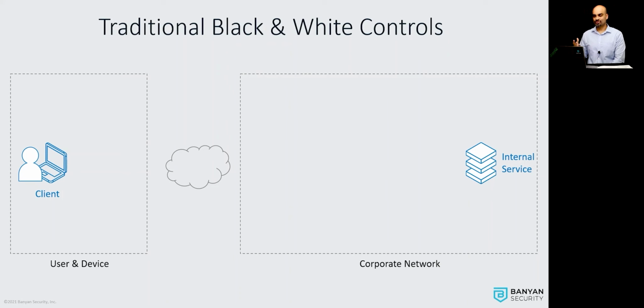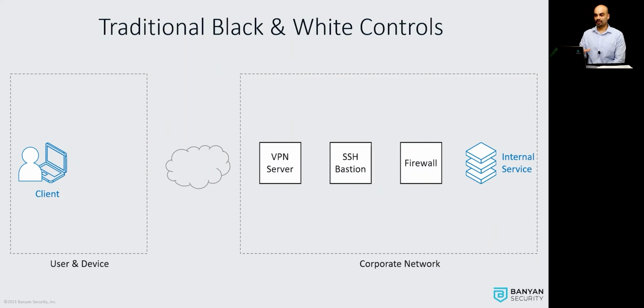What we just saw on Daisy's laptop was one-click connectivity to SSH, Kubernetes, other developer resources, as well as a tight integration with Banyan's device trust scoring control mechanisms. Now, traditional black and white controls just don't work this way. In the traditional world, the network-centric worldview, you would have different types of network appliances, a VPN server, maybe a bastion, as well as a firewall between the user and the internal service, SSH, Kubernetes, Windows servers, and so on.